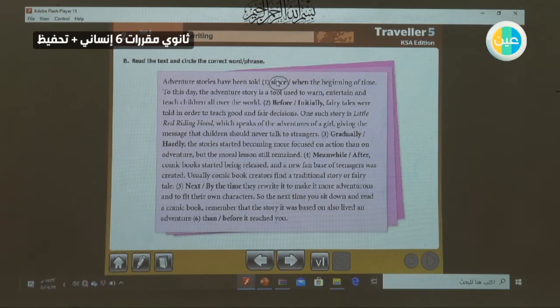To this day, the adventure story is a tool used to warn, entertain and teach children all over the world. So these are the uses of the adventure story. Before, initially, fairy tales were told in order to teach good and fair decisions. So the answer is initially, for sure. Initially comes from initial or initiative. It means at the very beginning.